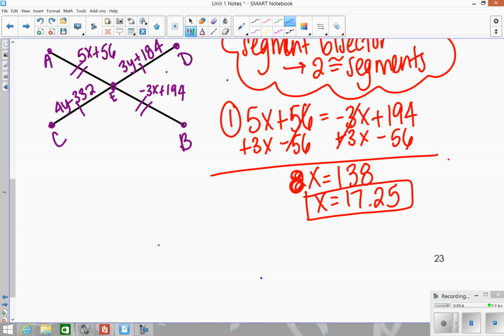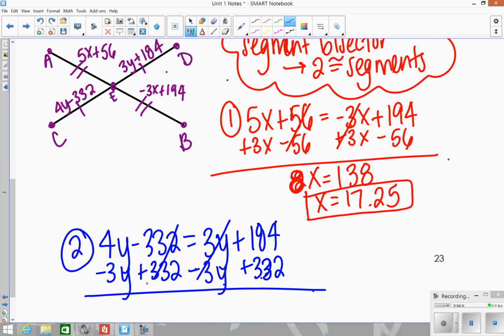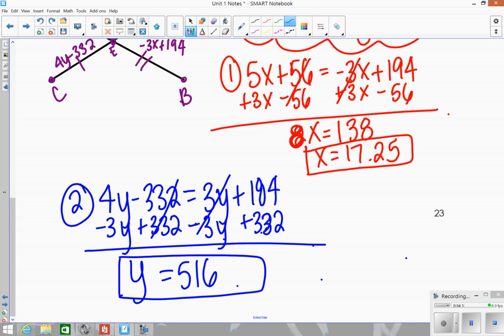And then for the y, I set the two y pieces equal, the two parts, since it was a segment bisector. And when I solve, I subtract 3y from both sides and add the 332. So those cancel, those cancel. So I end up with y equals, add those up, 516. So if you have a bisector, then the two parts are equal, so you would just set your expressions equal and solve for those variables.